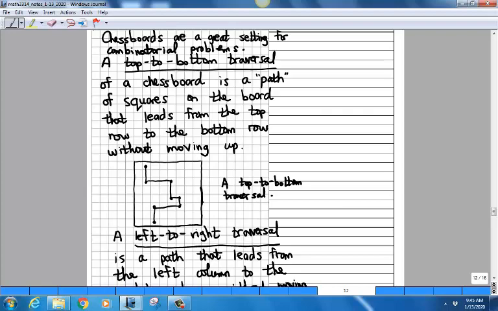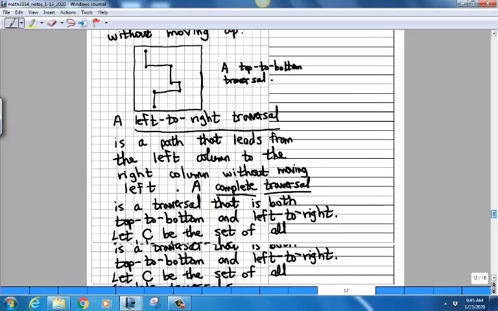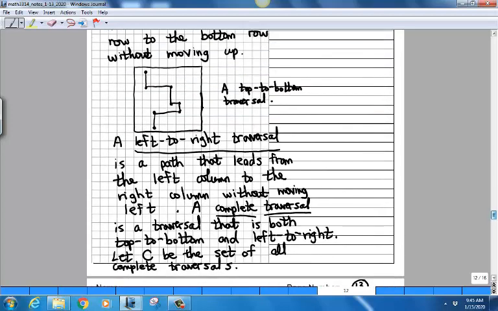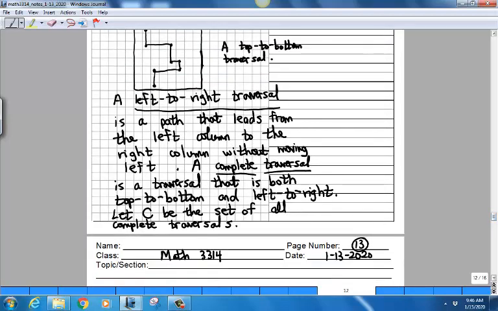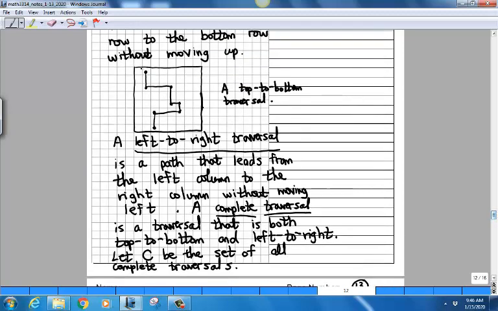Let me see, did I draw an example here of a complete traversal? No, I didn't. But you can imagine what a complete traversal looks like. So you have to start... This is not a complete traversal, right? Because it doesn't begin at the top left-hand corner or end up here.